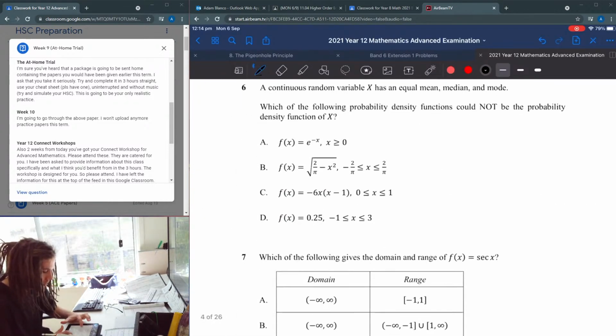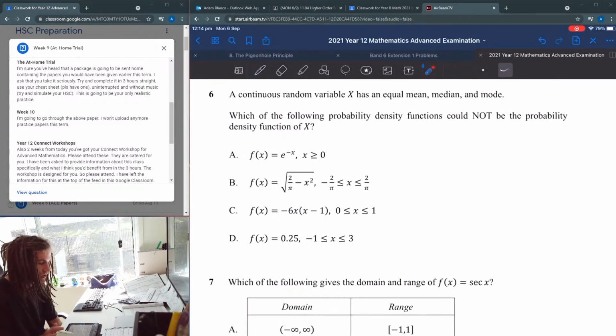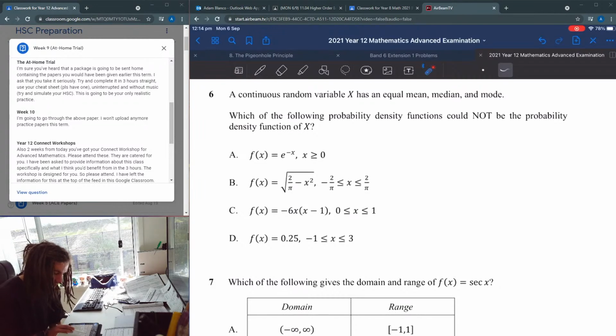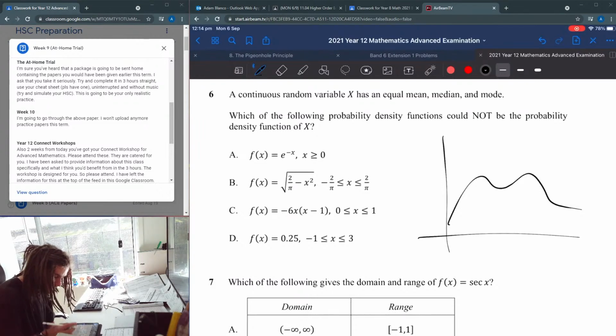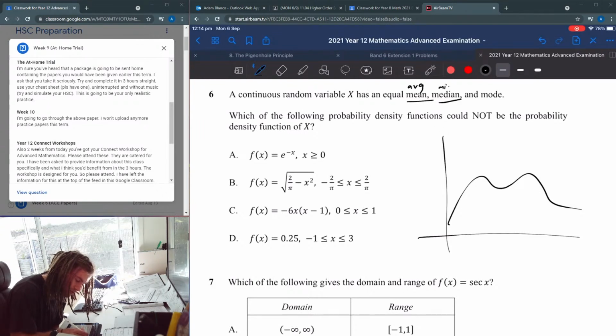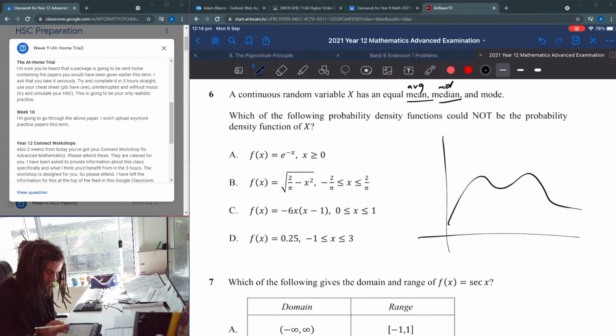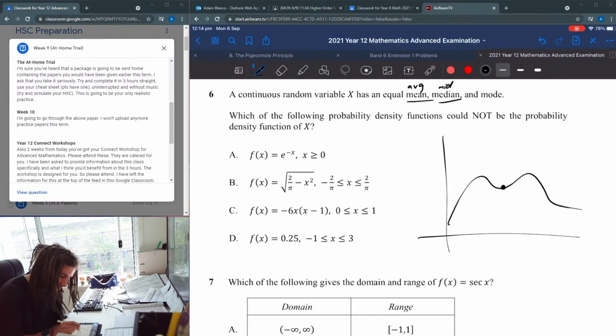Now, this one requires a little bit of outside of the box thinking. A continuous random variable, so remember those probability functions that look like thingos, has equal mean, equal median, and equal mode. So you think of a graph. The average needs to be the same as the middle, so the average needs to occur at the middle. Maybe that's the average in the middle. And it also needs to be the mode, so it needs to be the highest point.